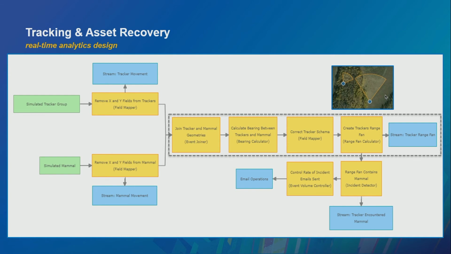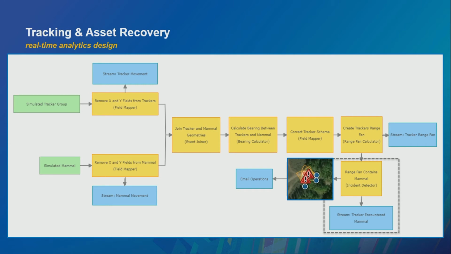It's not so important for right now, but once we have all this data together, meaning we have all the tracker data, the mammal data, their geometries, the dynamic bearing, we can then pass that to the range fan calculator, where we use bearing as well as a range value and an arc angle value to create those dynamic range fans. And then we ultimately are pushing those range fans out as their own separate stream service. And that's how we're able to visualize these range fans in real time.